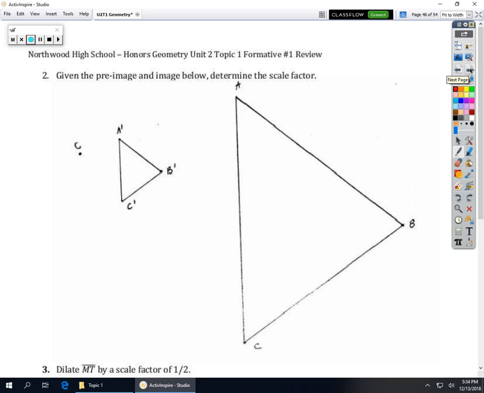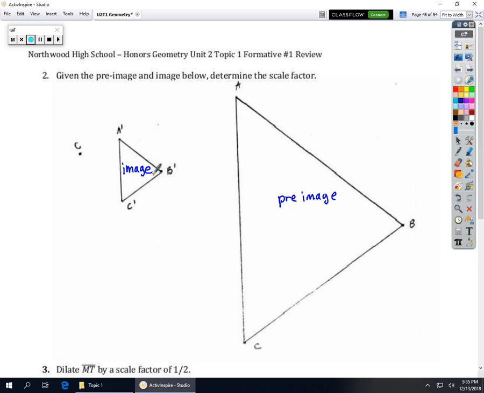Alright, the next one here asks, given the pre-image and image below, determine the scale factor. So thankfully you don't actually need to connect anything. All you really need to know is how much has the image been changed by. So first thing you need to do is determine the pre-image. This is your pre-image. So it looks like the larger figure is the original, and the image is the smaller one.